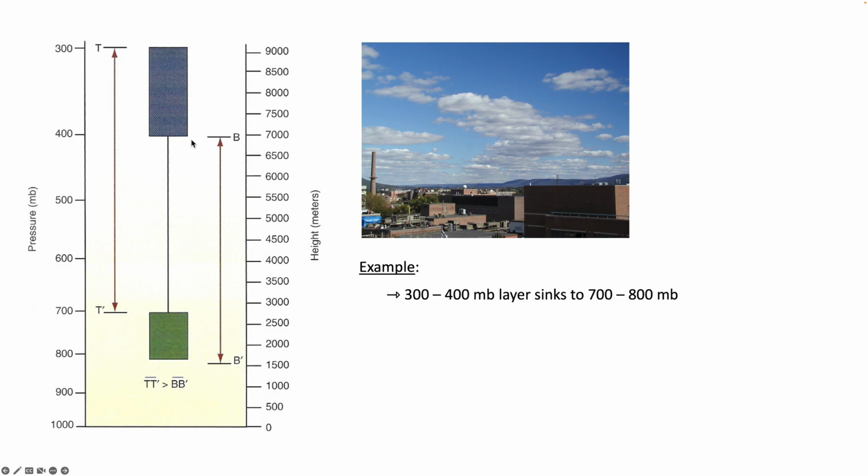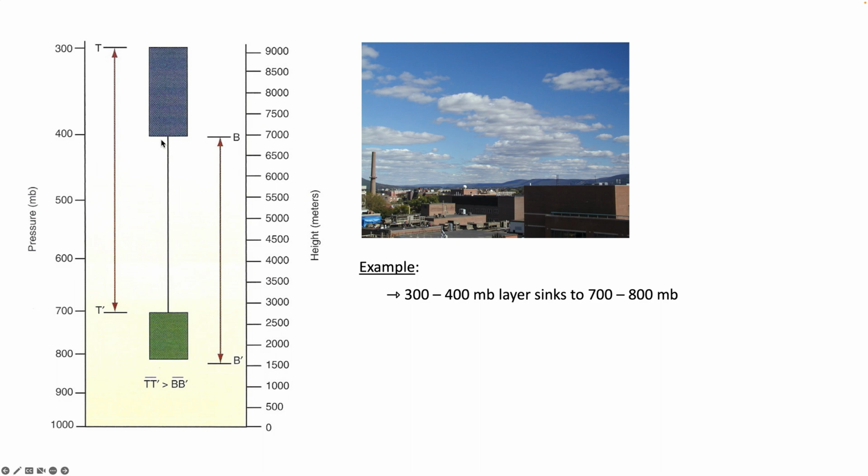And so let's take a look at what might be happening on this day. So imagine that we have a layer of air from 300 to 400 millibars, and that is this blue square right here. So this is a 100 millibar thick layer of air. So we have basically 300 millibars at the top, 400 millibars at the bottom. And what we're going to do is take this air and drop it from 300 to 400 millibars, and we're going to keep the layer of air 100 millibars thick, but we're going to drop it all the way down 400 millibars so that this layer is now between 700 and 800 millibars.